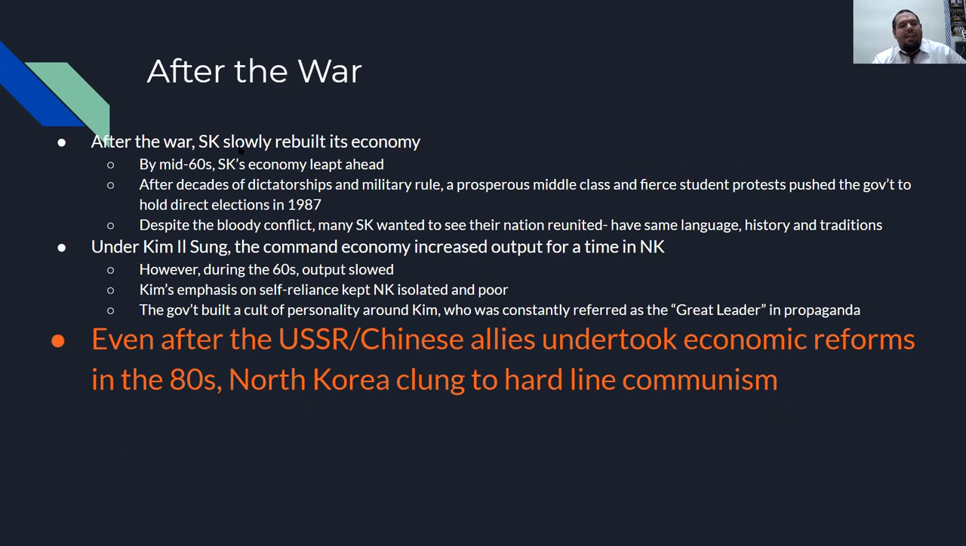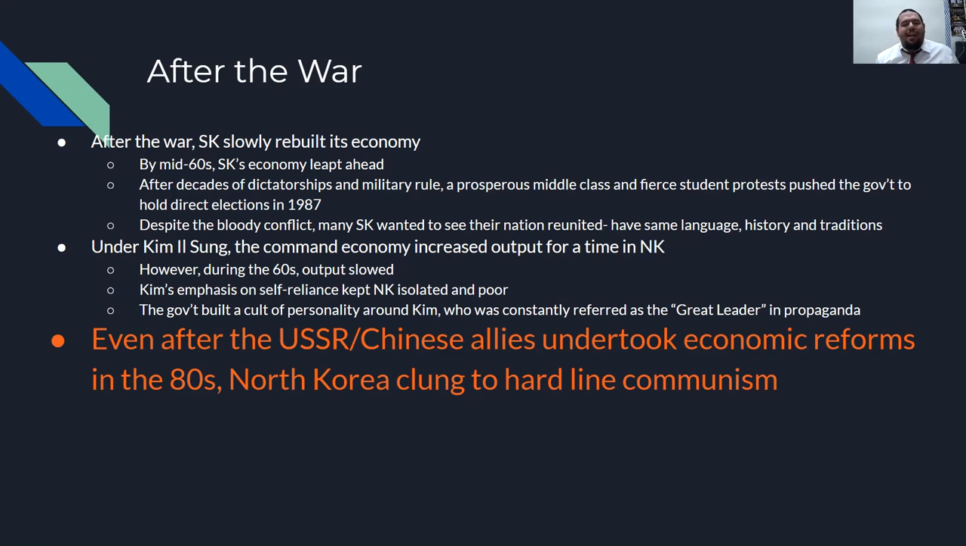After the war, South Korea slowly rebuilt its economy. By the mid-60s, South Korea's economy leapt ahead. After decades of dictatorship and military rule, it had a prosperous middle class. A fierce student protest pushed the government to hold direct elections in 1987. Despite this bloody conflict, many South Koreans wanted to see their nation be united. Again, they have the same language, history, and traditions. It only would make sense, right?